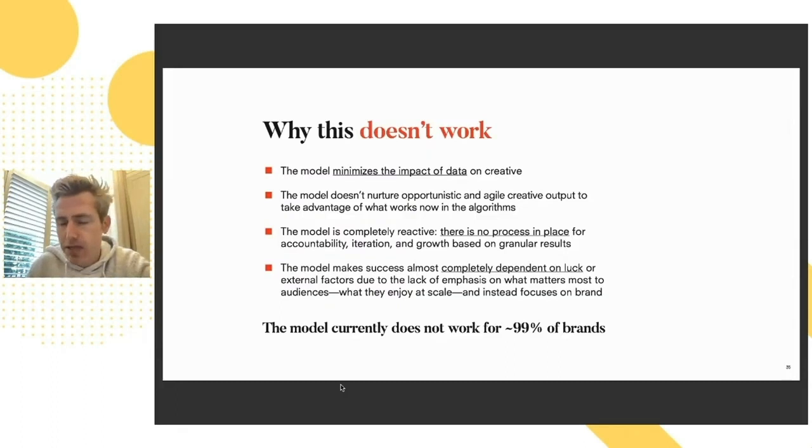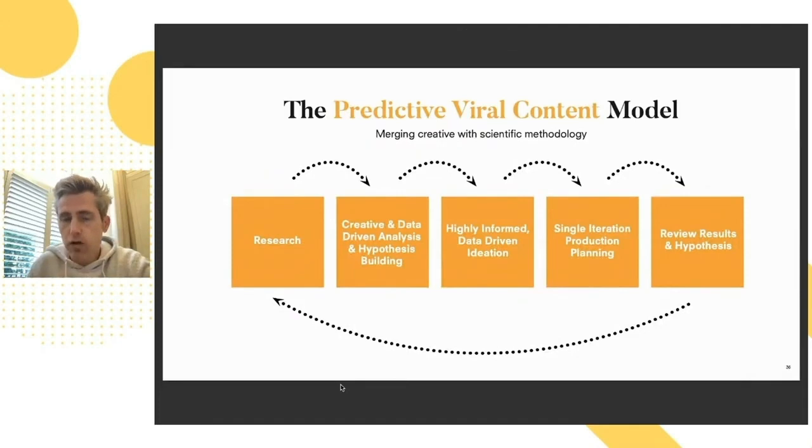So this is where people say viral is just luck. There's no engineering in it. They're using this type of model. So that's the process that most people are using. So I'm going to go to our model, the predictive viral content model, where we're merging creative with scientific methodology. So the first place that we're starting is research.